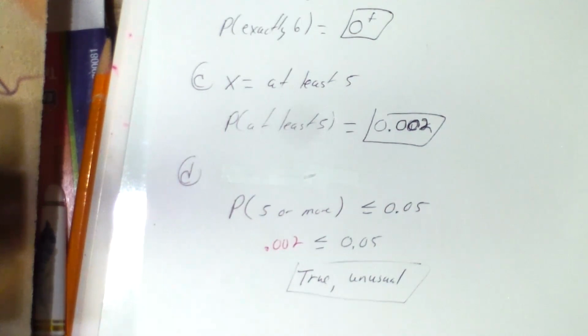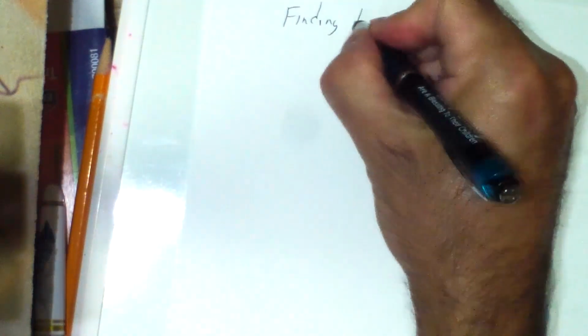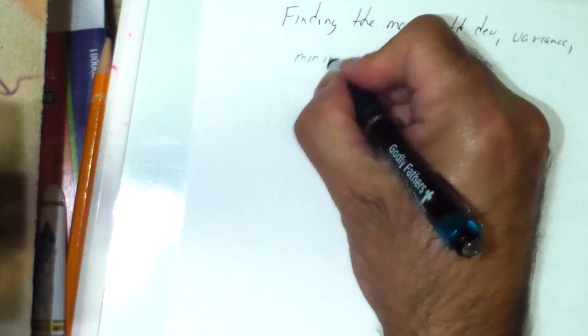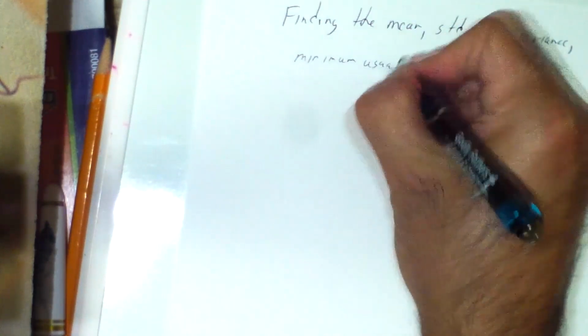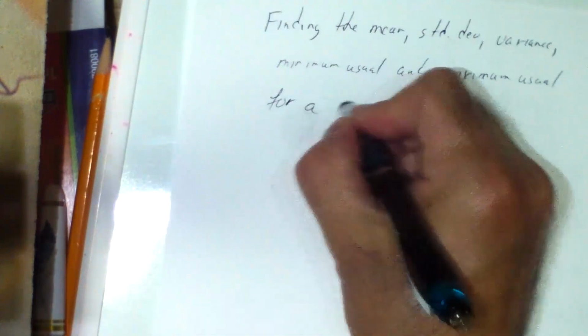Okay, awesome. All right, so now the last part of 5.2 is going to ask us to find the mean, standard deviation, variance, minimum usual, and max usual for a binomial distribution.